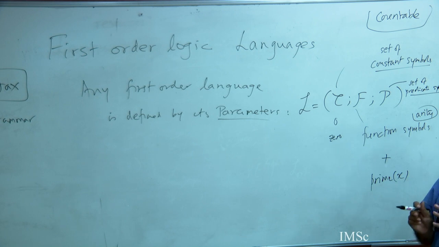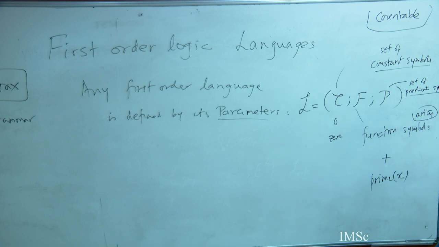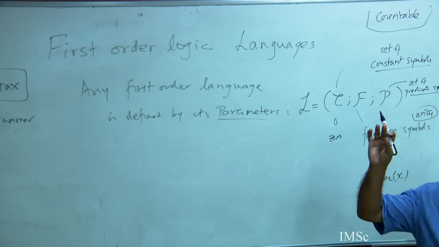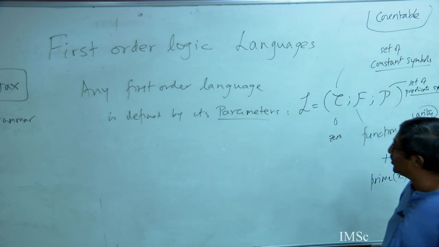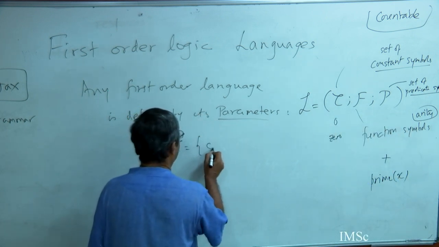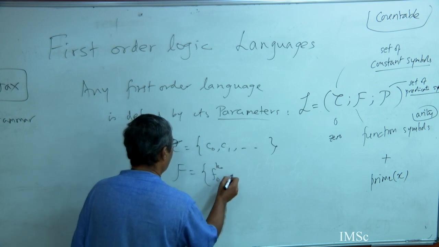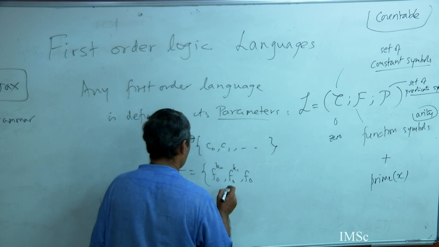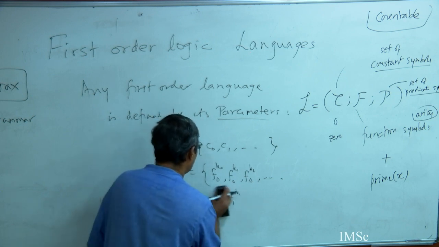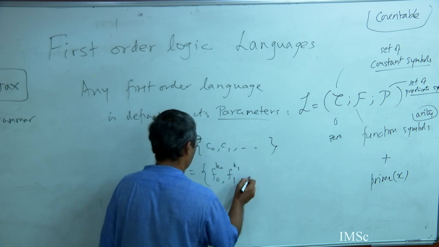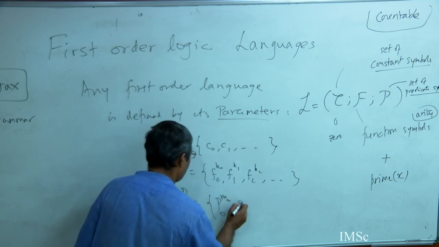So the parameters to the logic that I'm describing tell me which particular language I'm working with. Remember the language of graphs, the language of groups, the language of rings, whatever. That particular language is what is being described by the parameters. So, in general, I will write C as a set C0, C1, dot dot dot. F is F0, F1 with arities K1, K2, dot dot dot. Predicate symbols, P0, M0, P1, M1.